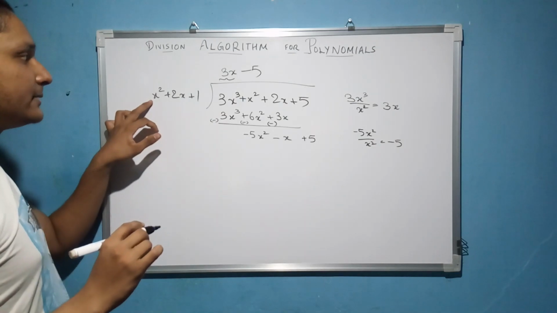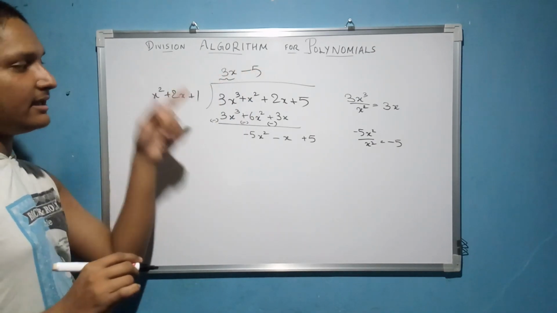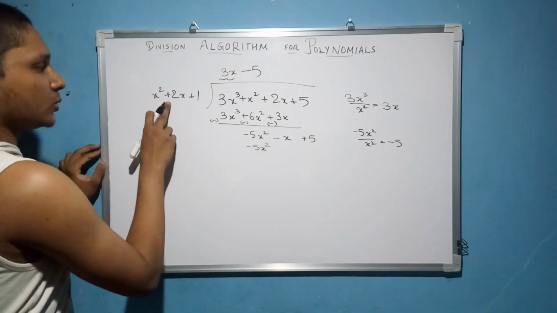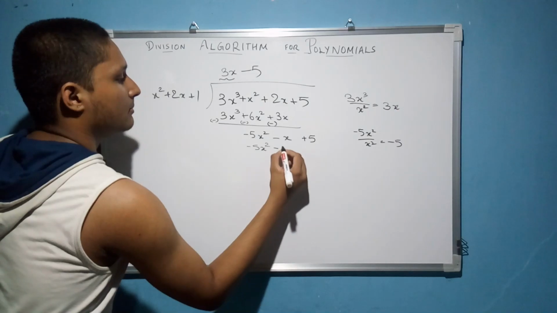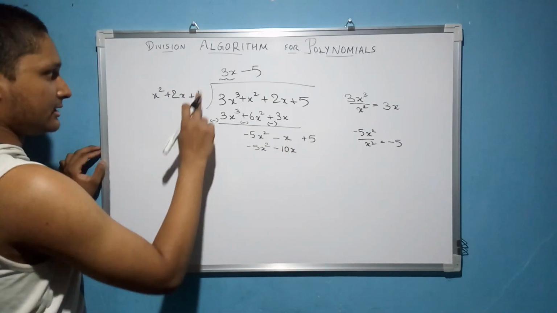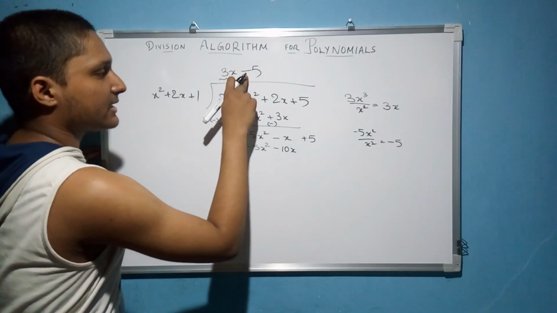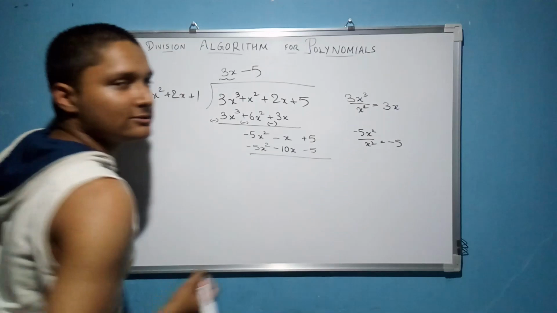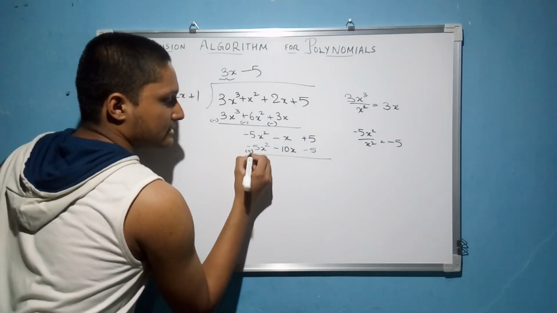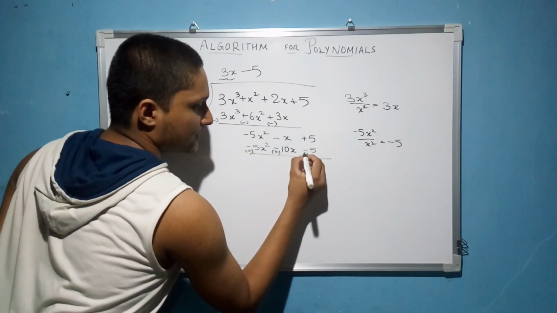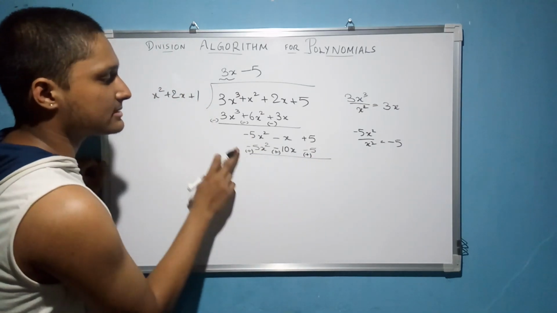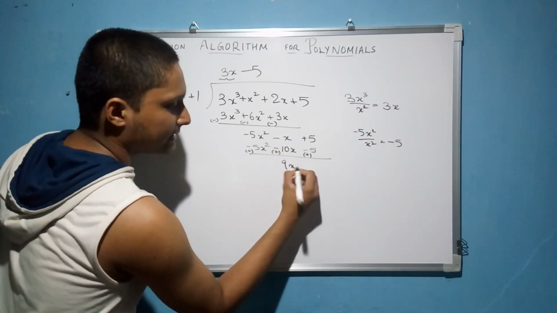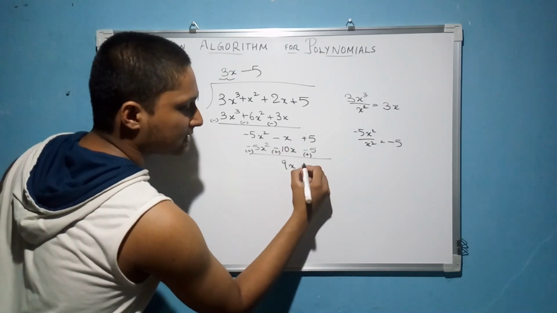Now I multiply every term of this by minus 5 and write it here. So it comes to be minus 5x square plus 2x into minus 5 is minus 10x. You have plus 1 into minus 5, that is minus 5. For subtracting, I need to just change the sign. This minus becomes plus, this becomes plus, and this also becomes plus. This is going to be cancelled. Minus 5x square plus 5x square is 0. Minus x plus 10x is 9x. Plus 5 is plus 10.